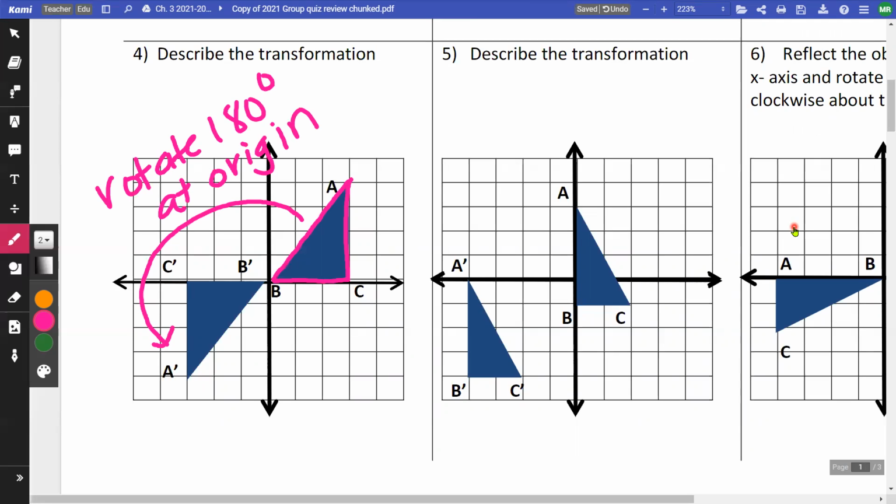So whether I rotate it counterclockwise or I rotate it clockwise, both of them are going to end up in the same spot. Whenever I rotate 180 degrees, I can go either direction. Now, some of us might have reflected and reflected. You could reflect it across the x-axis and then across the y-axis. That's another option.